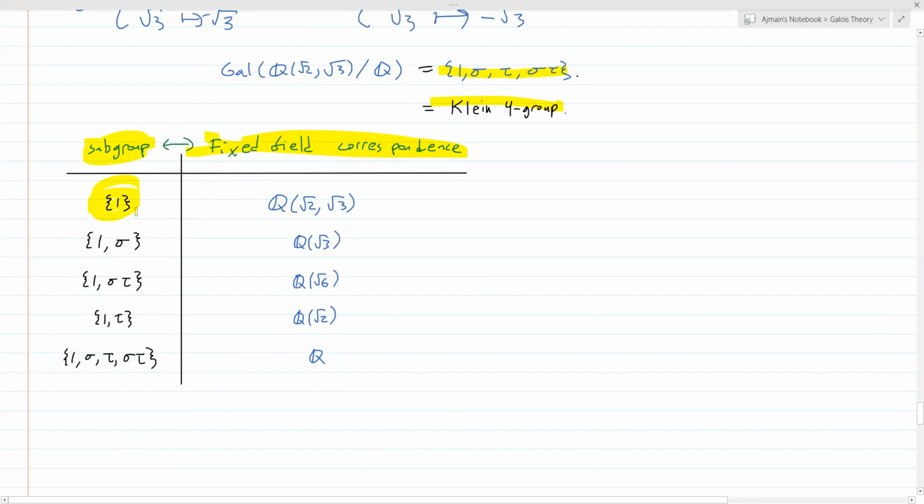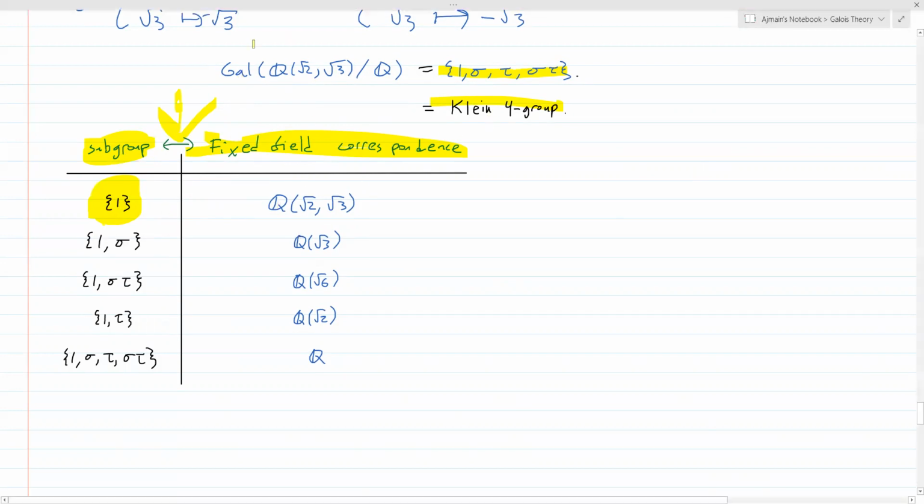So in this case, let's see how it plays out. By the way, that's called the fundamental theorem of Galois theory, and we have to prove this, which we'll do in the next section. But let's see what it looks like in this case. So the subgroup that's just the identity, its fixed field. First of all, what are the subgroups of the Klein-Four group?